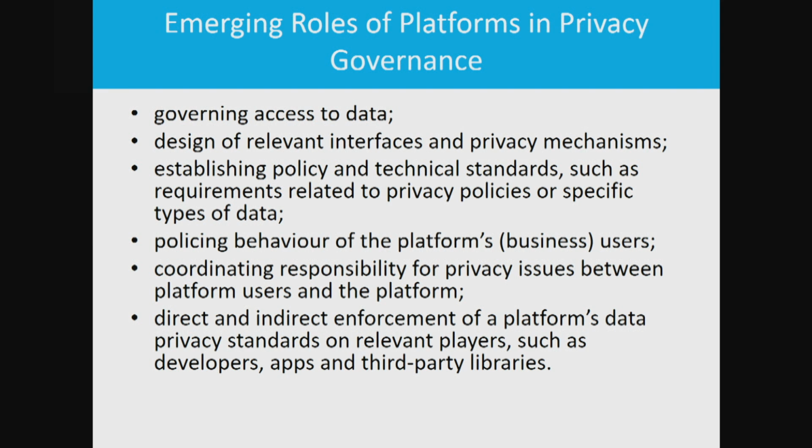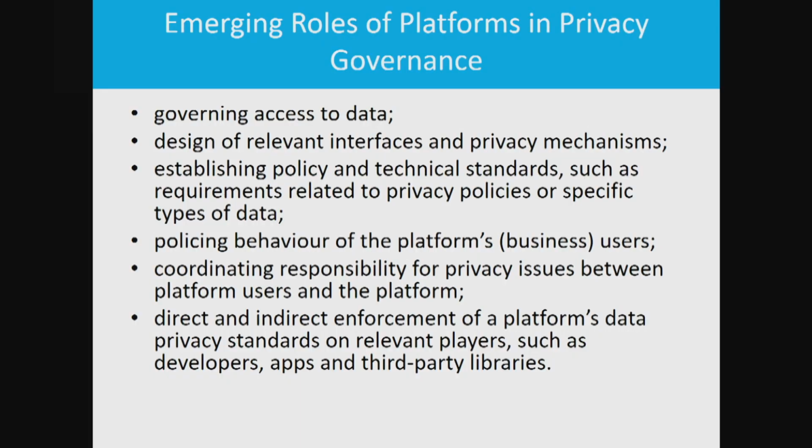There's a requirement to have a privacy policy if you're handling personal data, but also maybe specific requirements for what you're supposed to do if you're handling specific types of data that are becoming available through APIs on mobile phones. I think also a very interesting one is coordinating responsibility for privacy issues between platform users and the platform. That relates to what you see now emerging as a requirement in the joint controllership case law. That is a role that the platform can start to take.